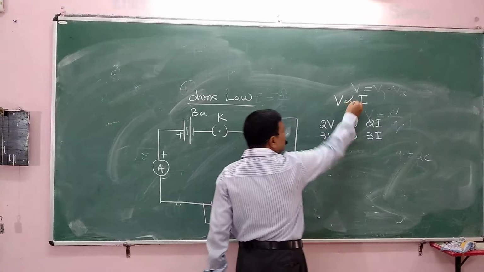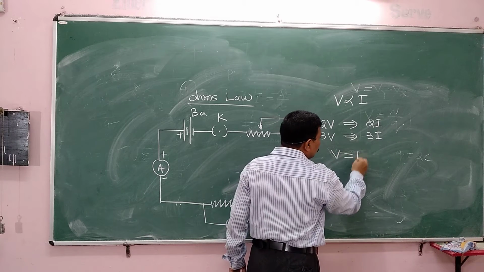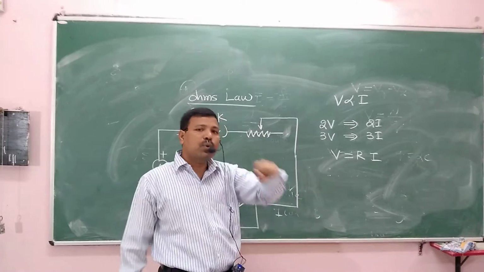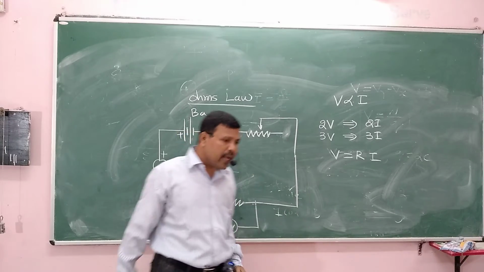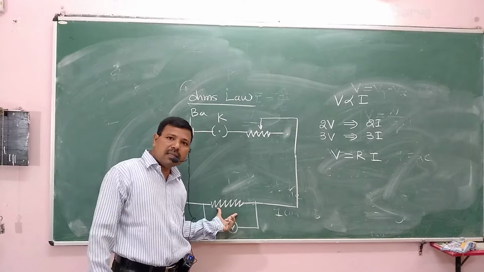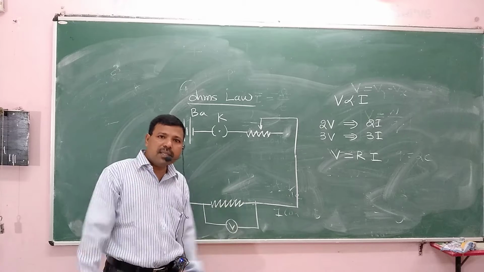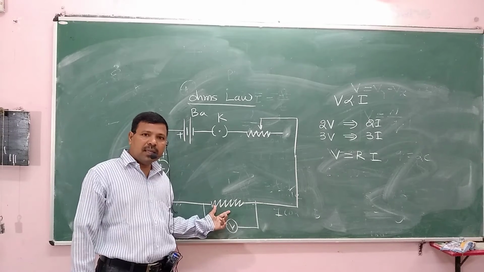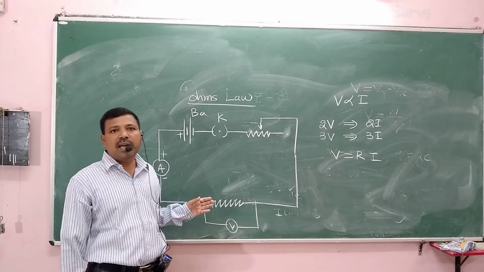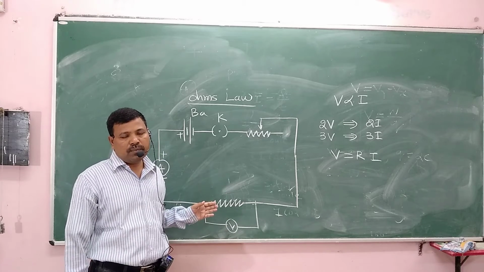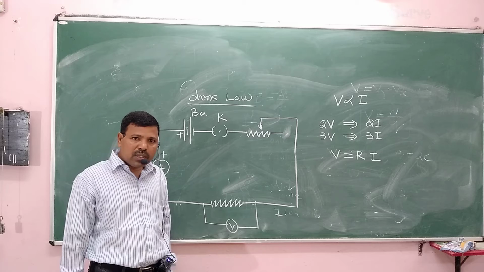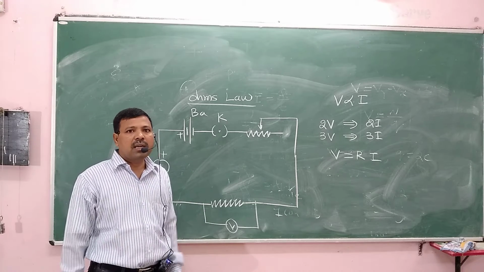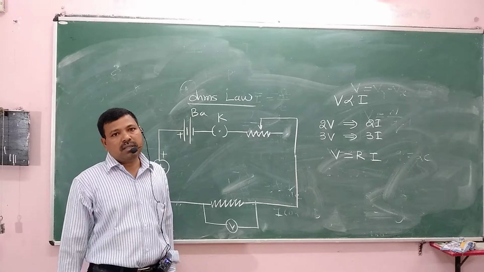Then keeping one proportionality constant, V is equal to R into I. What is R? R is the proportionality constant, which is known as resistance of this conductor. What is resistance? Resistance is the property of this conductor which opposes the flow of charges. Conductors have low resistance, semiconductors have moderate resistance, and insulators have high resistance.